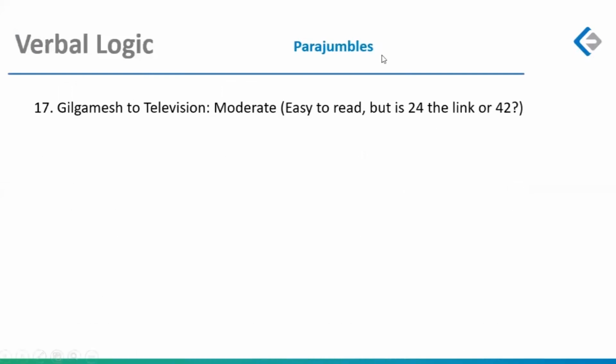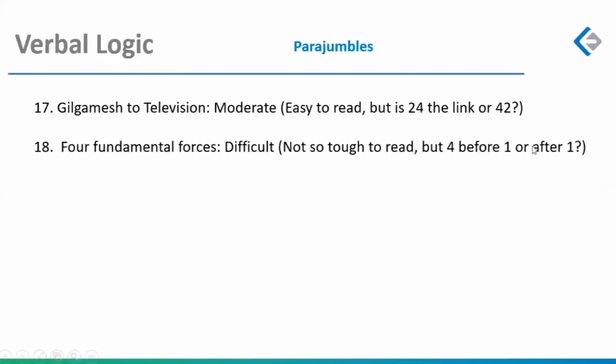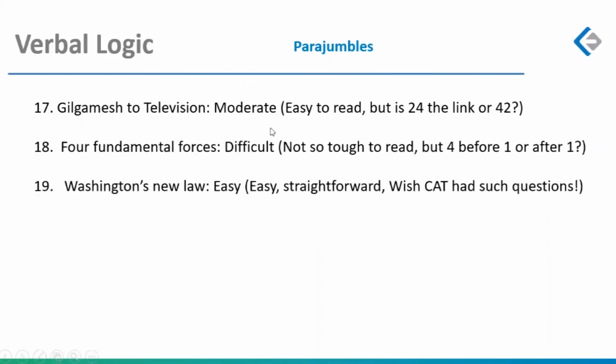So verbal logic, paraexamples, 17th, 18th, and 19th: one moderate, one difficult, and one easy. Gilgamesh to television, easy to read. If you get stuck between the confusion of 2,4 and 4,2, you can take your chances, but yes, you also know that in paraexamples you don't have negative markings. You can take your chances, that's why I said that. But if it is taking too much time, don't waste so much time.